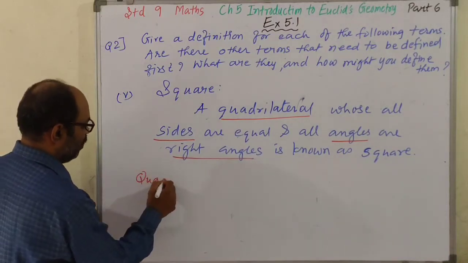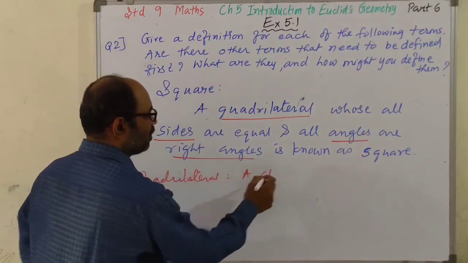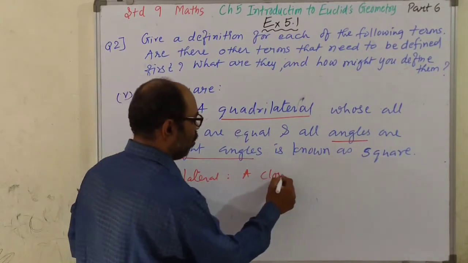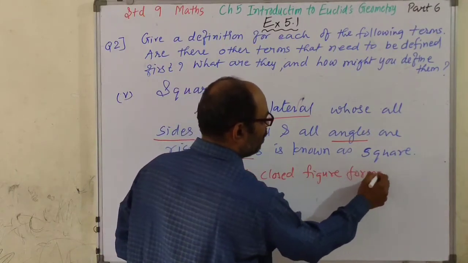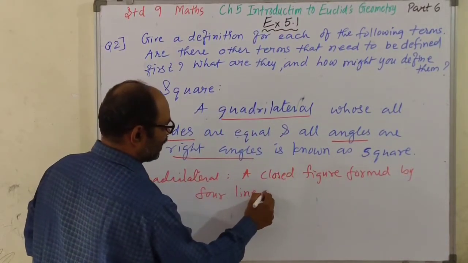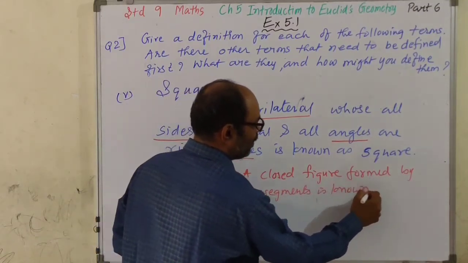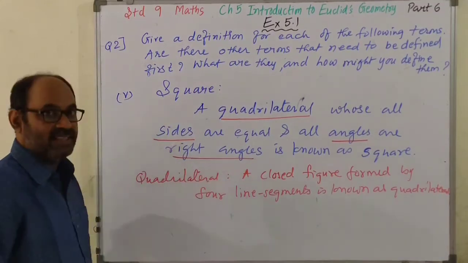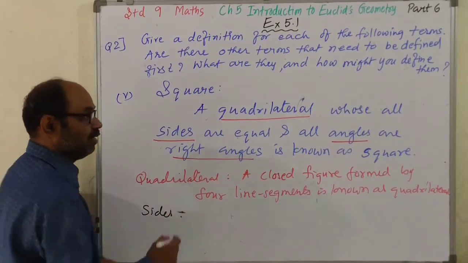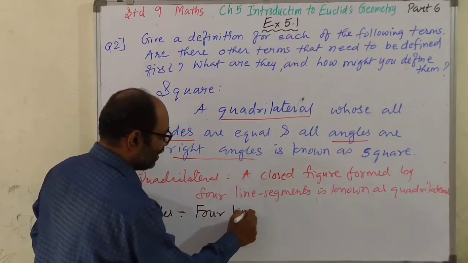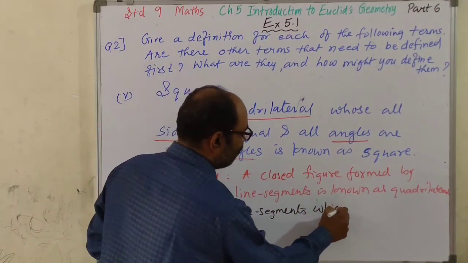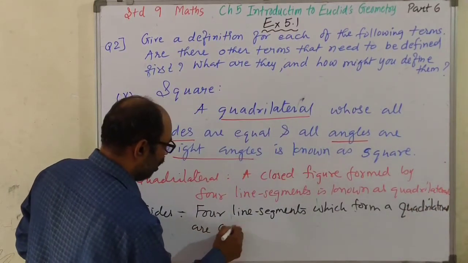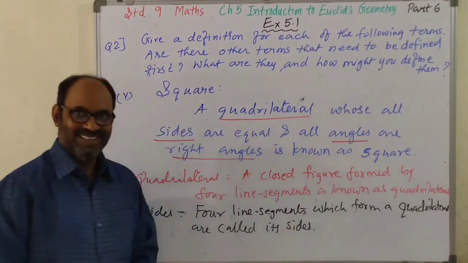Now, I will define quadrilateral. There is a whole chapter on quadrilaterals for you to study, so we will see it in detail then. Now, a simple definition I will give you. A closed figure formed by 4 line segments is known as a quadrilateral. Okay? Next, sides. What are sides? Those 4 line segments which form a quadrilateral are called its sides.